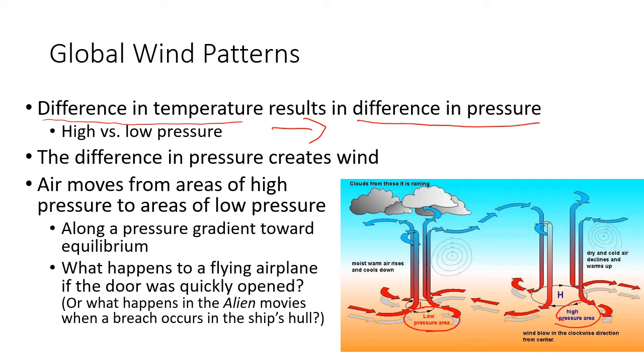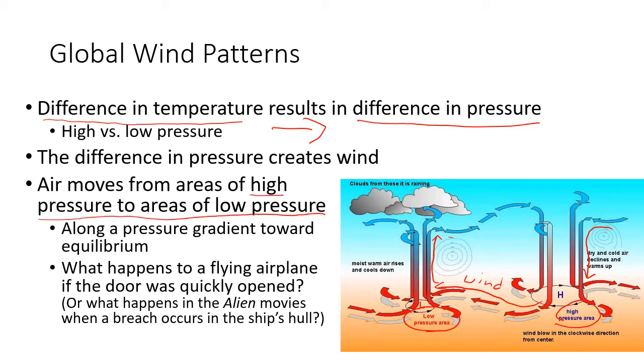In this high pressure system, we have cool air that is moving down, cool dry air is going to descend, and then that hot air down below is going to move over towards a low pressure system where it will rise up and cool. So that movement from high pressure to low pressure is what we experience as wind. All of this is wind, but this is ground level, so it's really what we experience as wind. The differences in pressure are going to create wind, and air will always move from areas of high pressure to areas of low pressure.